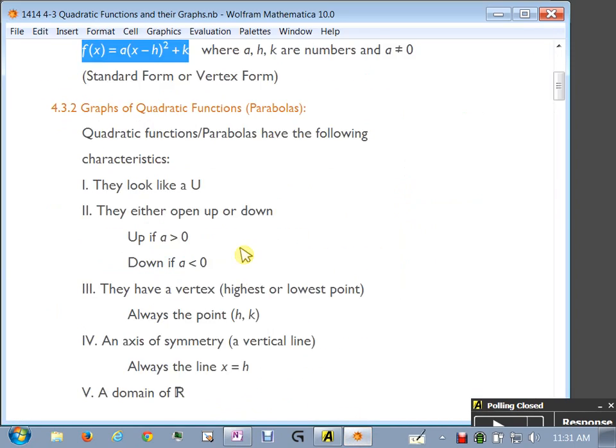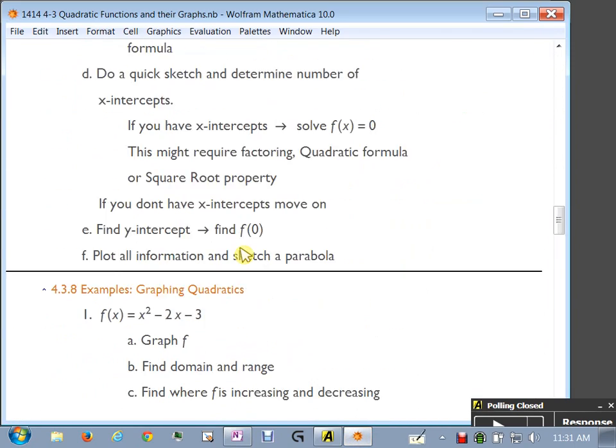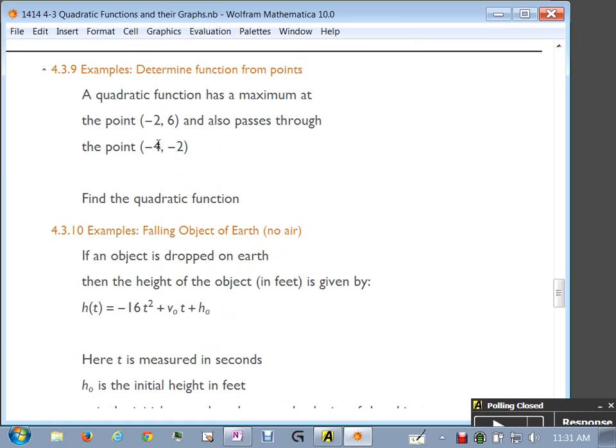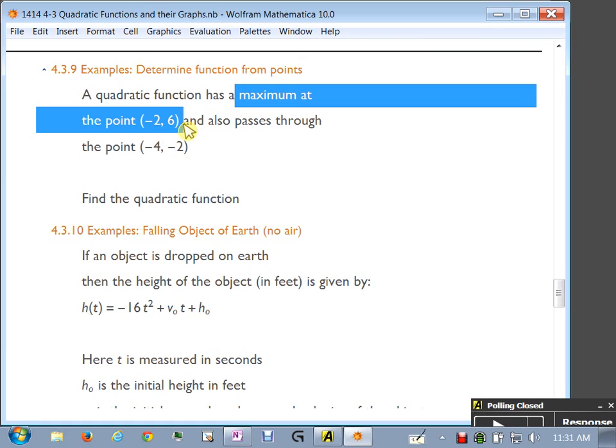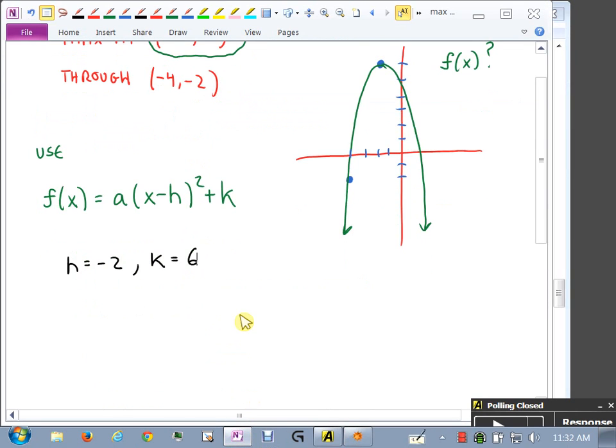Yeah, what we're given is that the maximum point is (-2, 6). Maximum, right? The maximum point is this. That means it's the highest. That means it's the vertex, right? No, that's going down. It has to be going down, right? A is going to be negative, correct. But we're actually going to be able to determine exactly what it is.